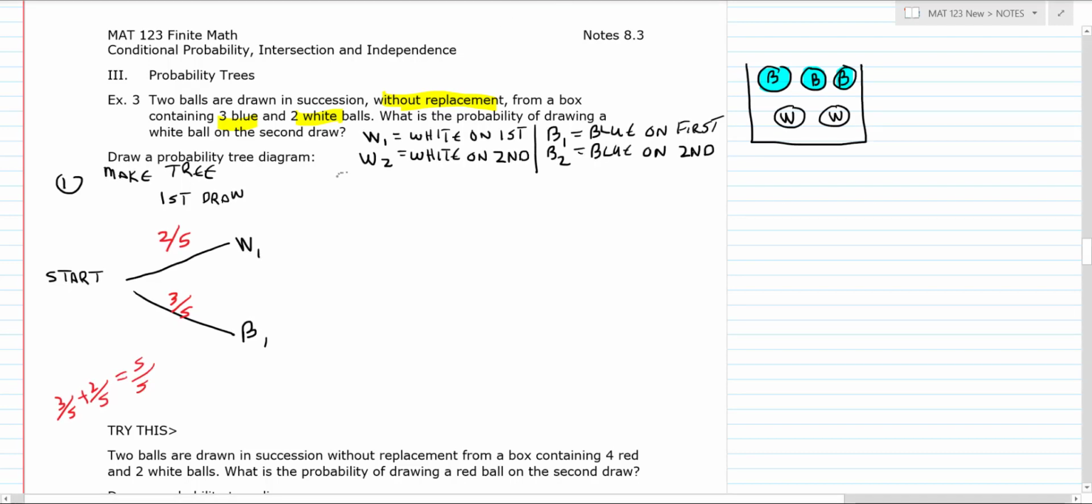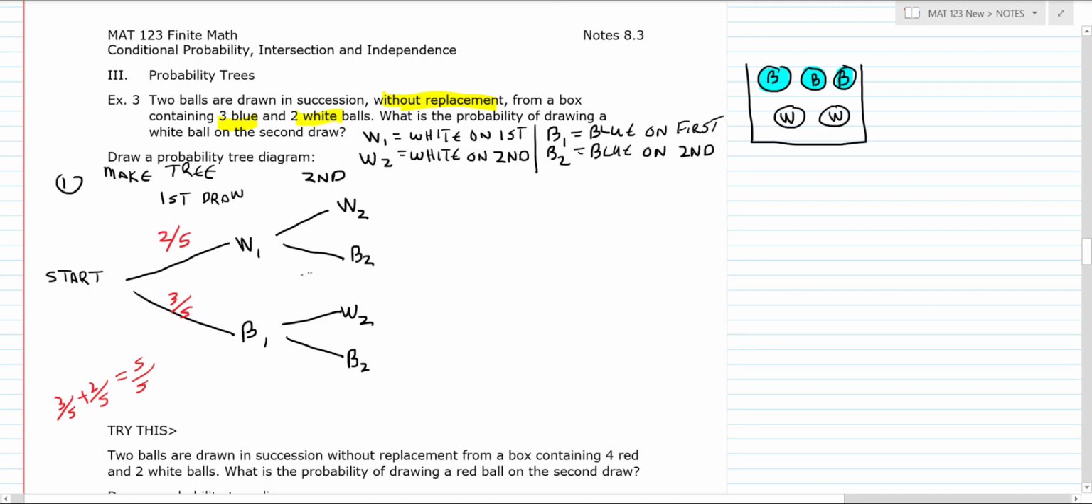Now we're going to move on to the second draw. So we branch out into 2 directions. We could either get a white on the second, or we could get a blue on the second. Same thing here. We could either get a white on the second, or we could get a blue on the second like this. Okay, now we're going to talk about what the without replacement means then.